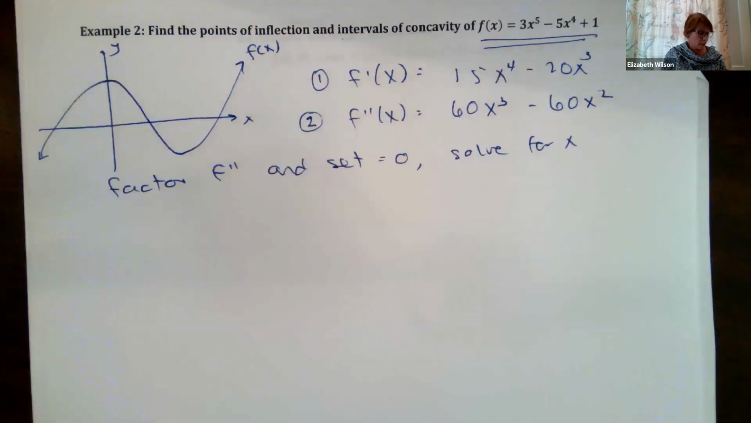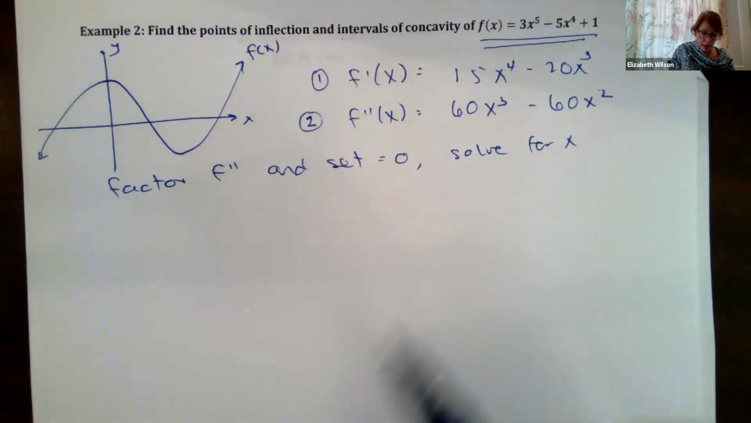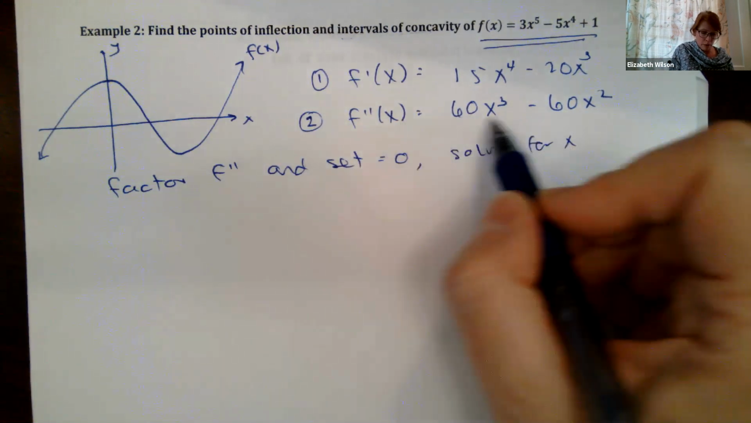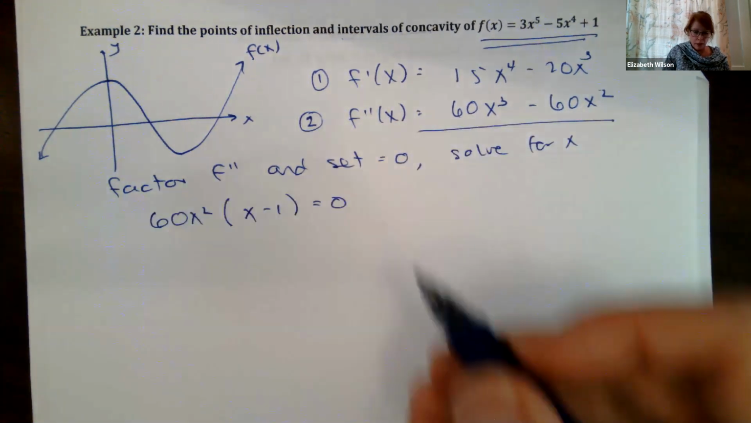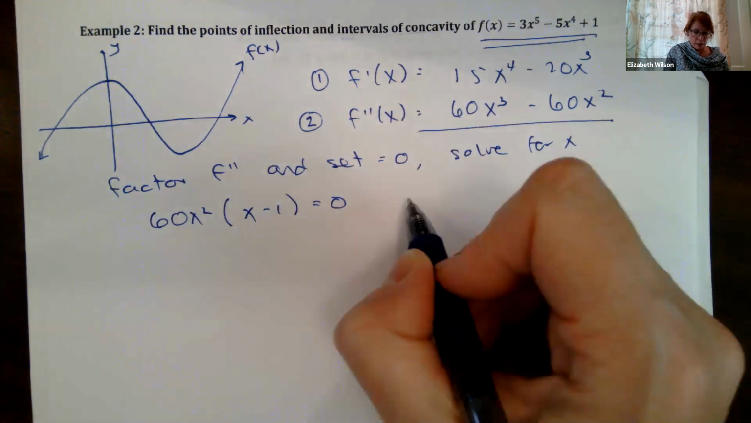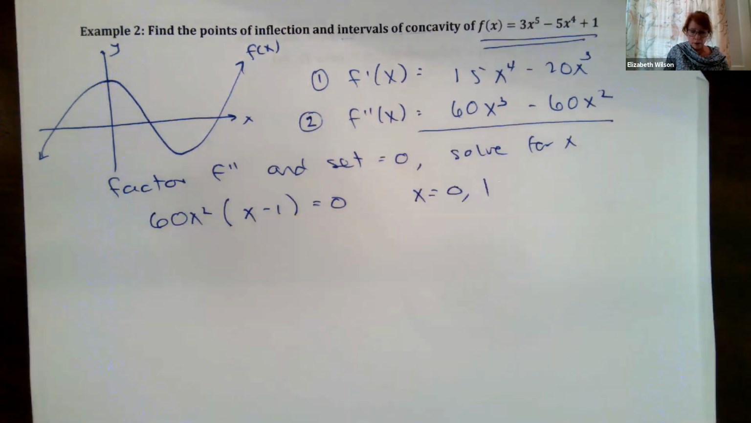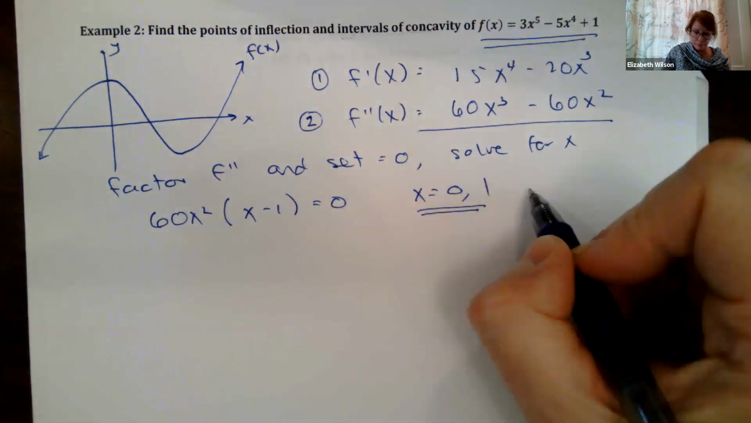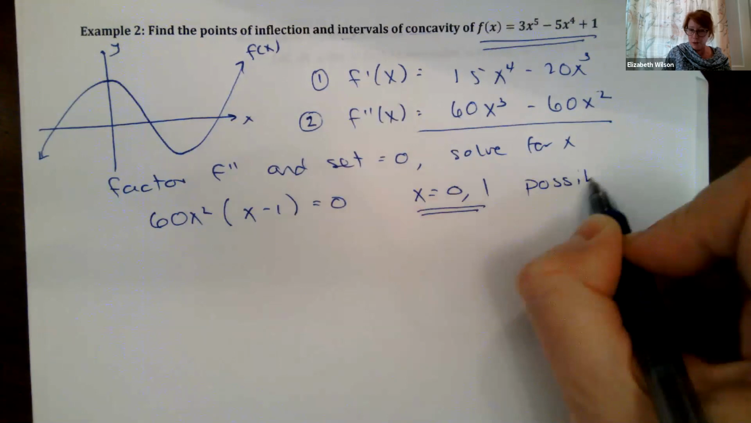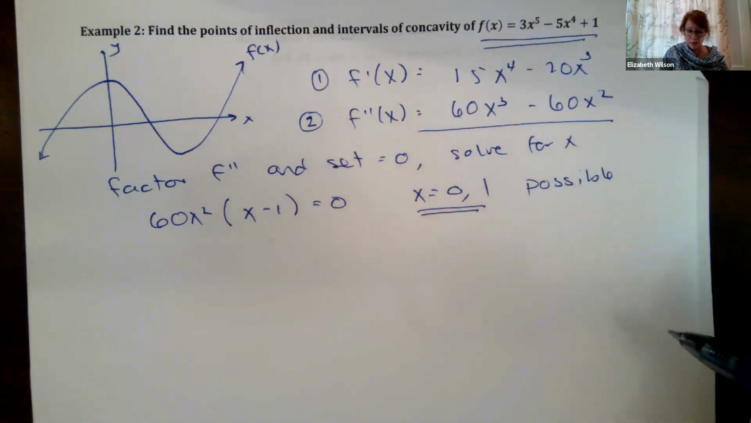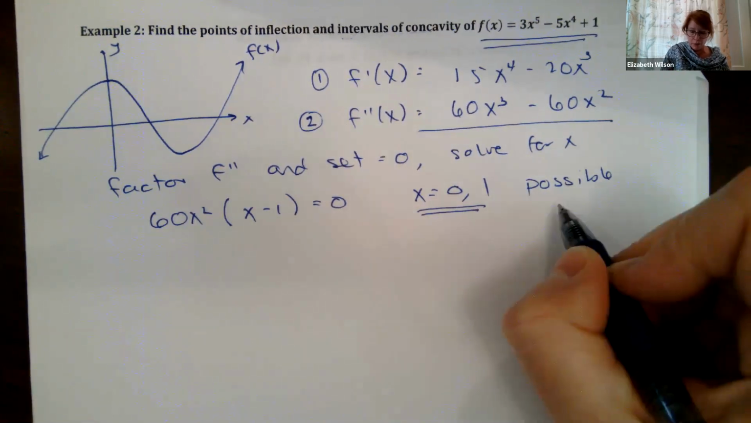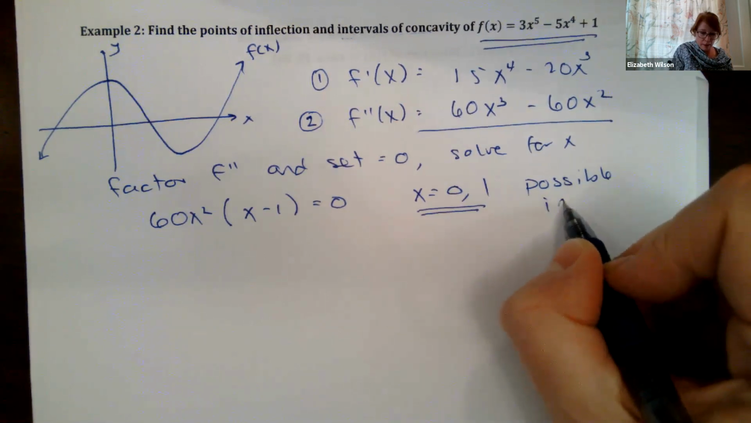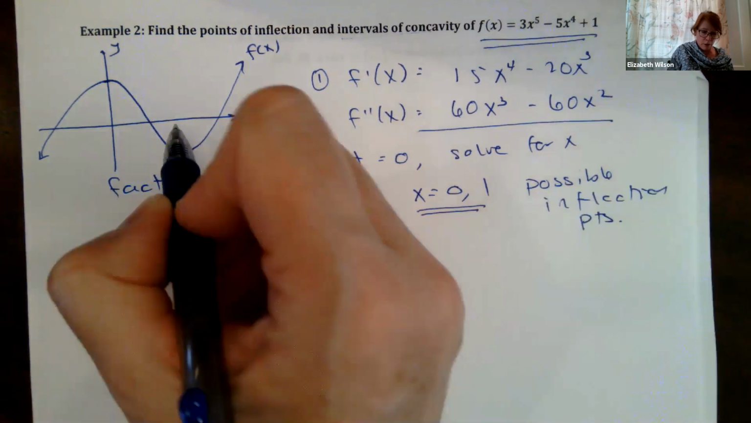Okay, so I'm going to do that. When I factor this out, I get 60x squared times x minus 1 equals 0. My values of x are going to be x equals 0 and x equals 1. These are my possible inflection points. I don't know that they're inflection points until I check. Possible inflection points: x equals 0 and x equals 1.